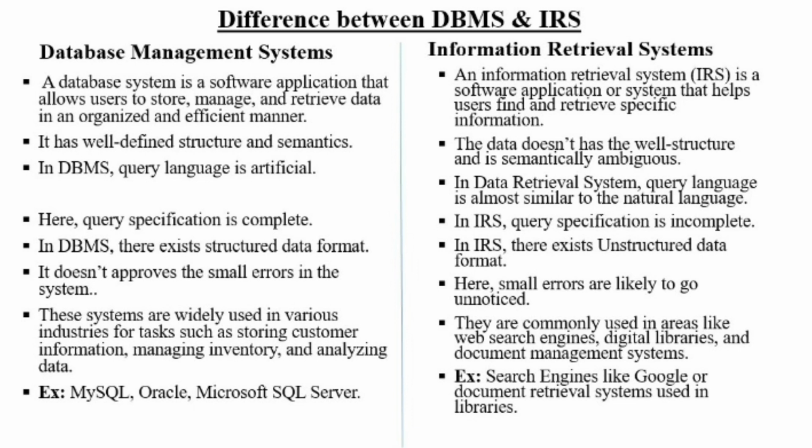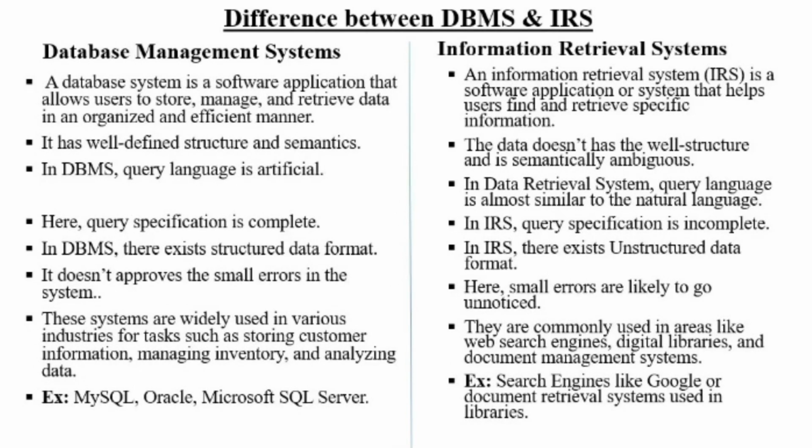Then these systems are widely used in various industries, like the database management system is used in various industries and in some other sectors for storing customer information, managing inventory and analyzing data. Whereas the information retrieval systems are commonly used in areas like web search engines, digital libraries and document management systems. So the real-time examples or applications where the database management systems are used are MySQL, Oracle and Microsoft SQL Server. And it is also used in the medical field, universities, colleges, and banking sector in order to save individual information about the customers.